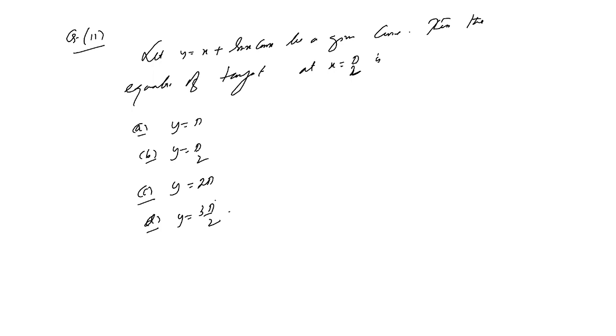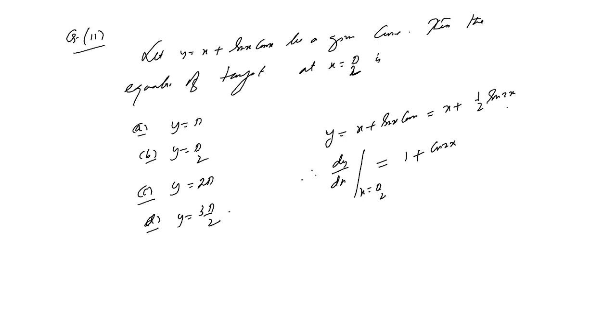So just calculate the value. The given curve is y equals x plus sin x cos x. We need to calculate the slope dy/dx at x equals pi by 2. So that means 1 plus the derivative of sin x cos x. You just think of it as x plus half sin 2x, so the derivative will be 1 plus cos 2x.